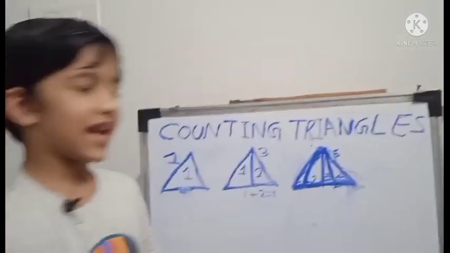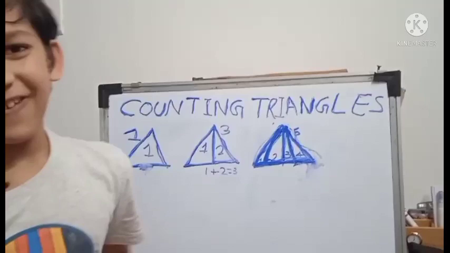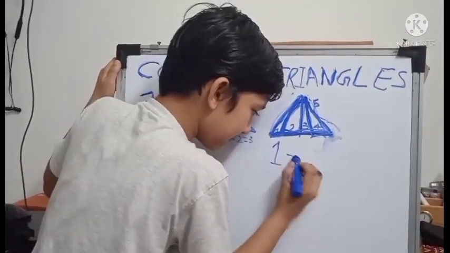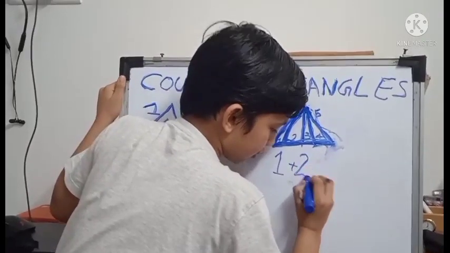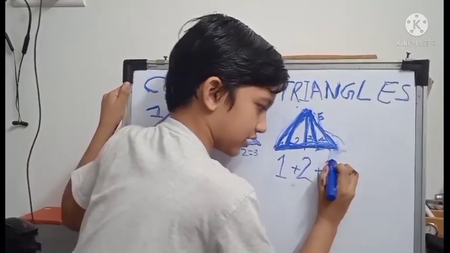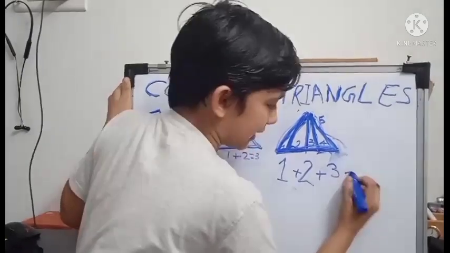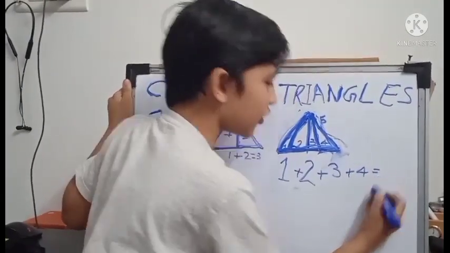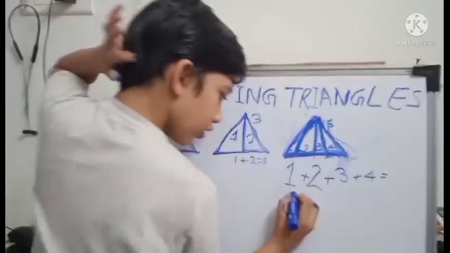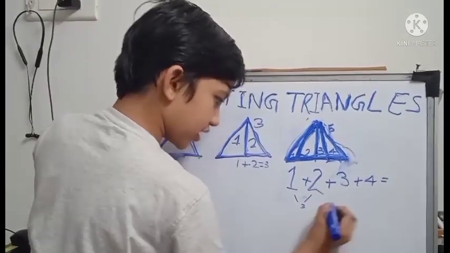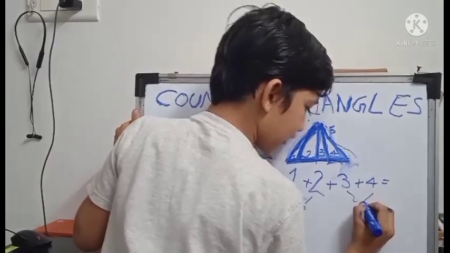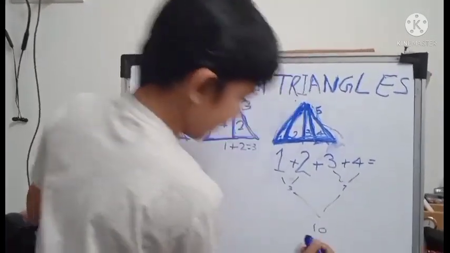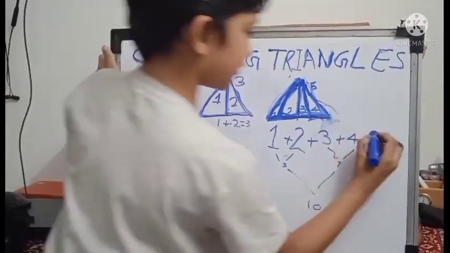Yes, it is so time taking, but in the formula it takes much less time. 1 plus 2 plus 3 plus 4 equals 10. How? 1 plus 2 equals 3. 3 and 4 equals 7, and 3 plus 7 equals 10. So it was 10.